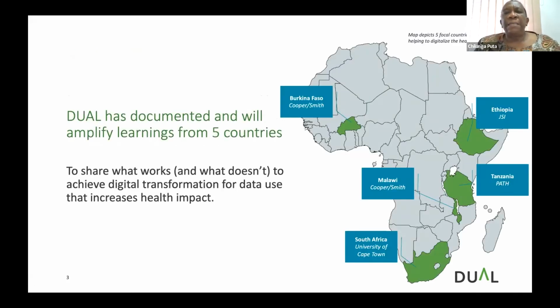Some of you might have seen this before, but it's good always to update people and give them the necessary background so that we have a common understanding. Now, the data use acceleration and learning actually documented learnings from 5 countries. These 5 countries were Burkina Faso in West Africa, and that was done by Cooper Smith, in Ethiopia by JSI, in Tanzania by PATH, in Malawi by Cooper Smith, and South Africa by the University of Cape Town.